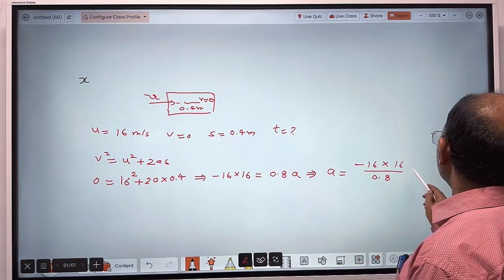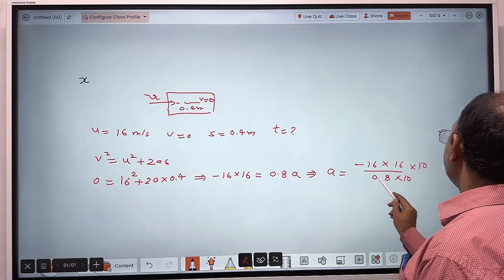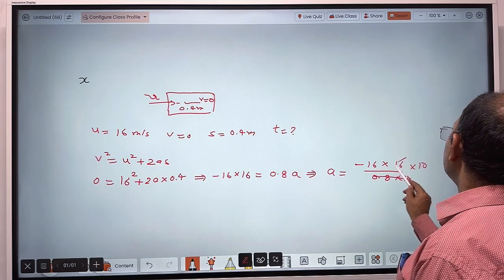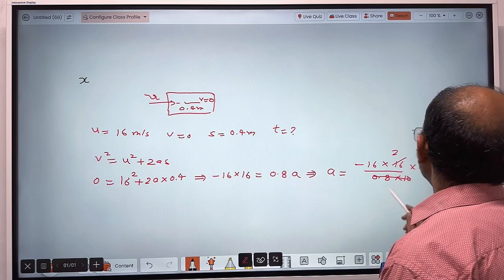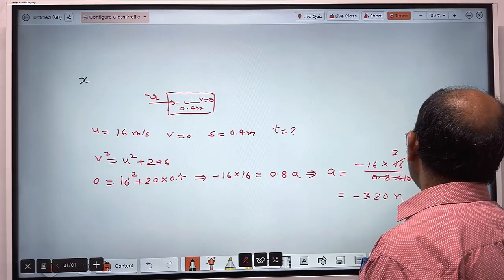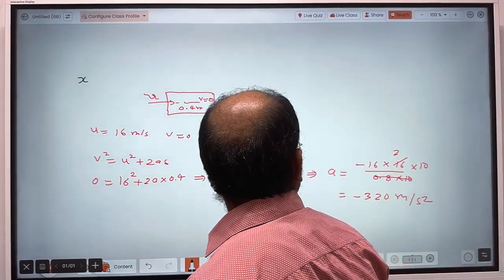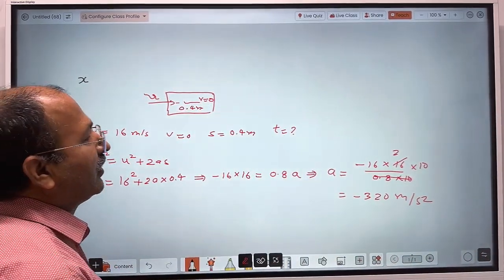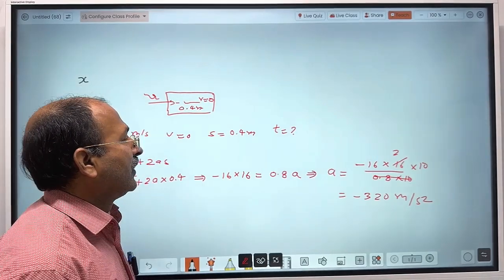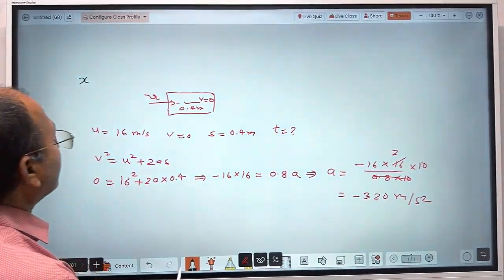So a equal to minus 16 into 16 divided by 0.8. So do one thing, multiply by 10, multiply by 10. So this will become 8. And then this will cancel it twice. So this will become minus 320 meter per second square. So we have got the value of acceleration with a negative sign, and you know that when acceleration has a negative sign, it means it is retardation.